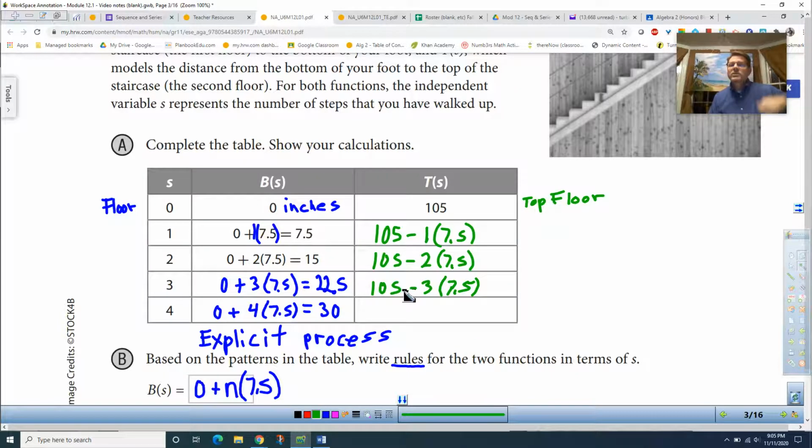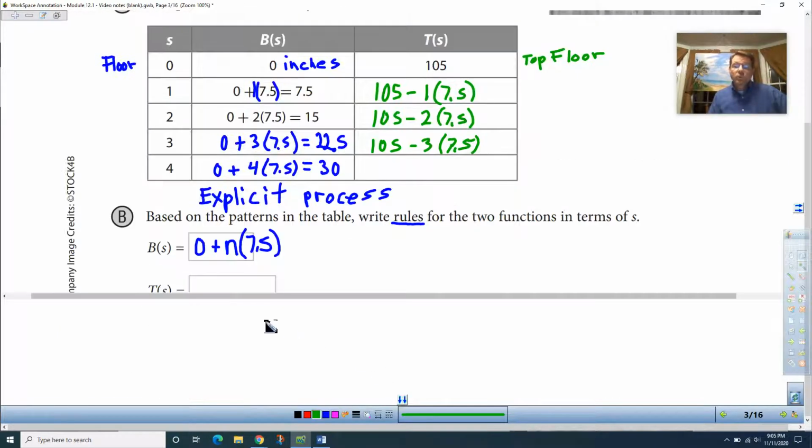So it's a very similar thing, just coming from the top, and you're subtracting because you're coming down instead of going up. And so that generic rule for T of S would end up being 105 minus n times 7.5. And so all you have to do is tell me which step you're on, and I can tell you how far off the ground you are. Easy enough. I don't have to know which step the previous was or anything like that. I can go straight to one thing.